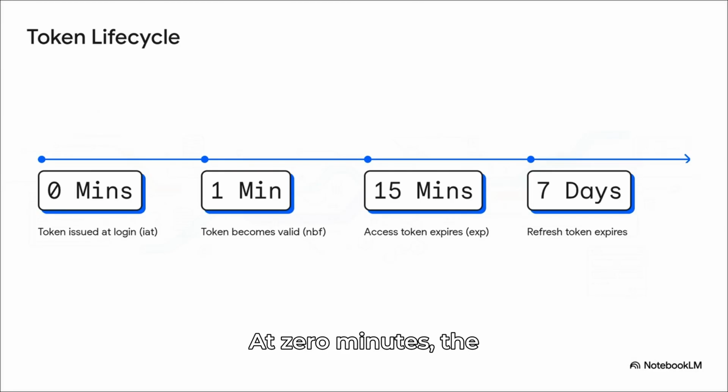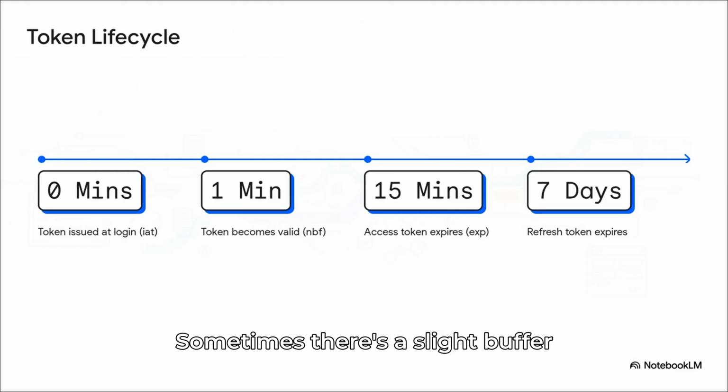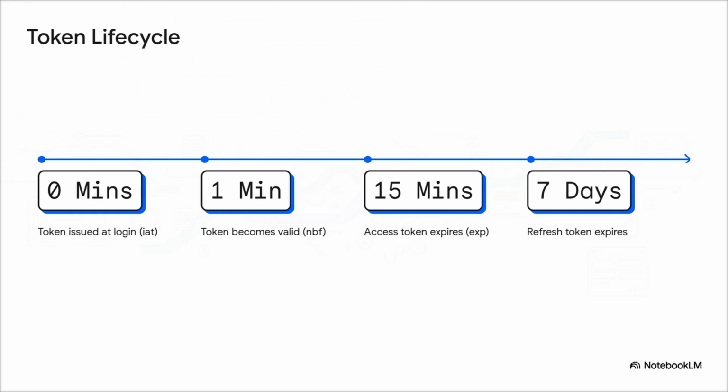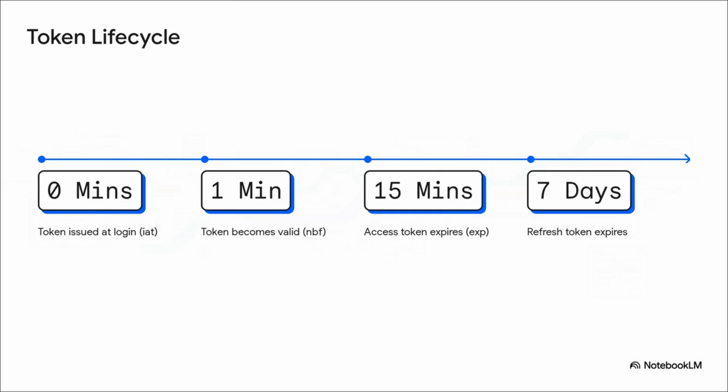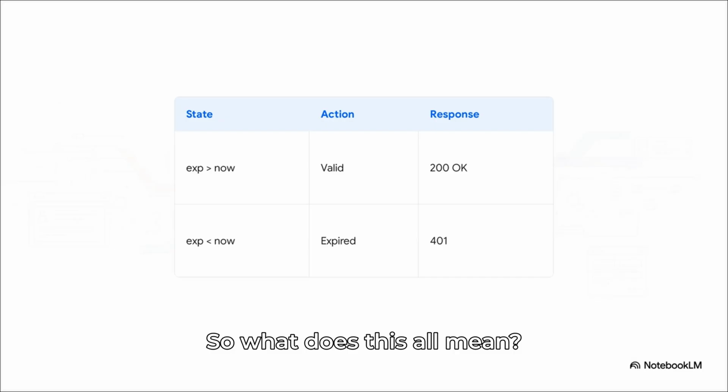At 0 minutes, the token is issued at login. There's your IAT claim. Sometimes there's a slight buffer before it actually becomes valid, called NBF, or not before. Then, typically after 15 to 30 minutes, the access token hits its EXP limit and just dies. But behind the scenes, there's usually a longer-lived refresh token, lasting maybe 7 days, just waiting to seamlessly request a brand new access token. So, what does this all mean?